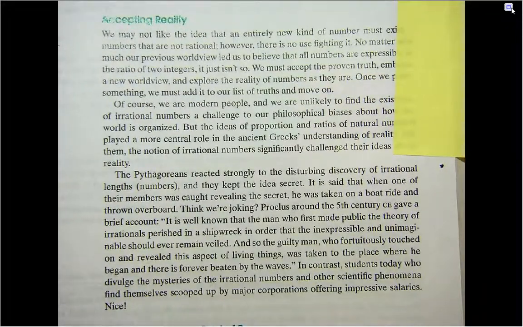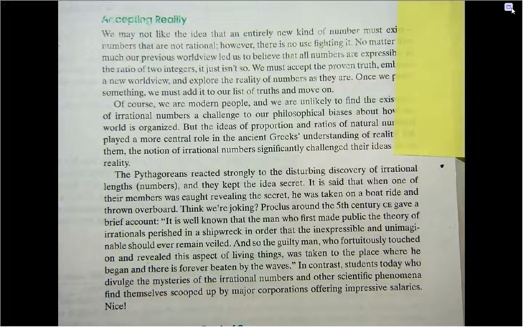The Pythagoreans reacted strongly to the disturbing discovery of irrational lengths or numbers, and they kept the idea secret. It is said that when one of their members was caught revealing the secret, he was taken on a boat ride and thrown overboard. Think we're joking?